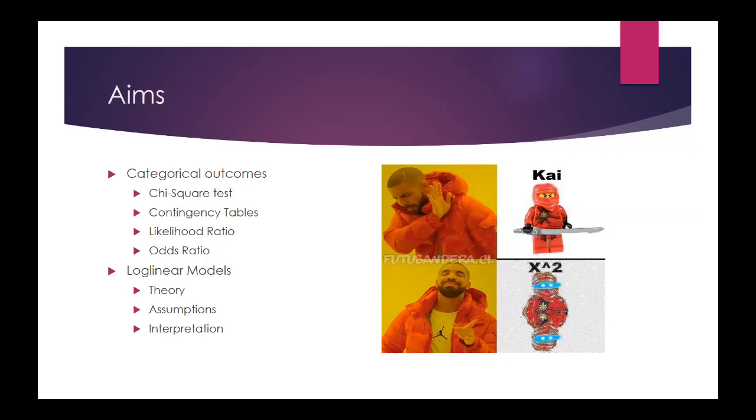So here are our aims. Like I said, we're doing chi-square. We're going to look at contingency tables, what exactly those are. We're going to look at likelihood ratio, which is an alternate to chi-square, as well as McNemar's test and Fisher's exact test. We'll be looking at those as well. The odds ratio, which for those of you who don't know, is a way to determine effect size of a chi-square test. And we'll go over that.